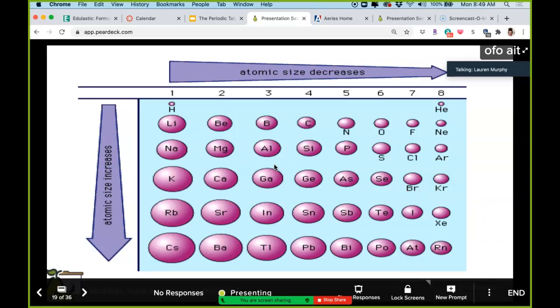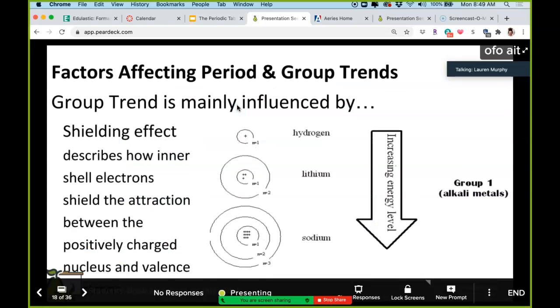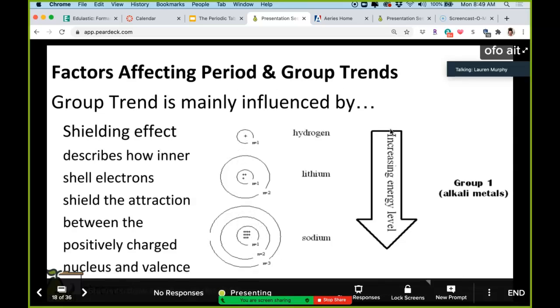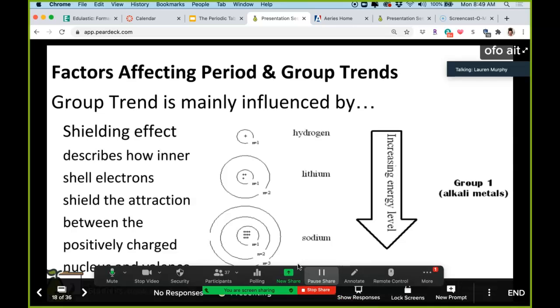Okay. So now, let's go back to the group trend. Now, this one is, I think, a little bit easier to understand conceptually, but something I am going to say is contradictory. So a group trend is we're going to work with a family. So in this case, we're going to go down the periodic table.